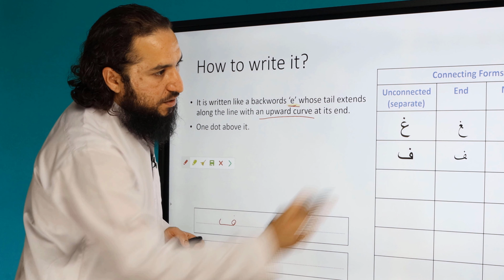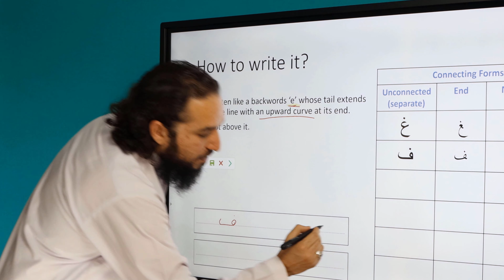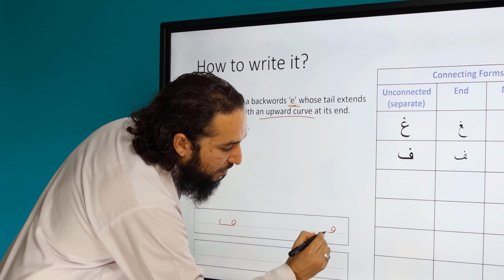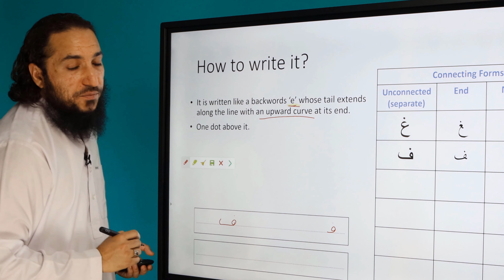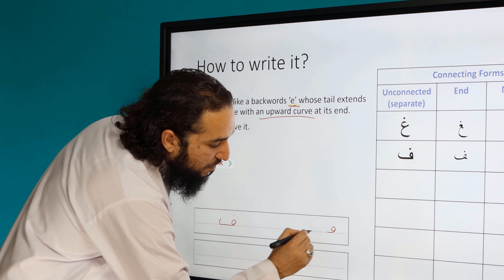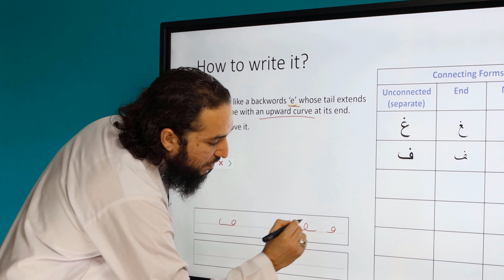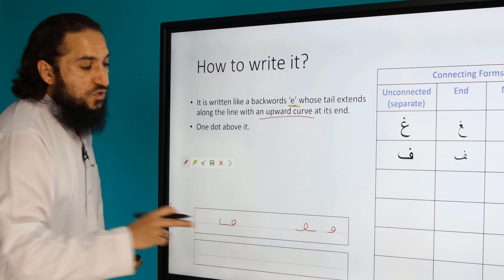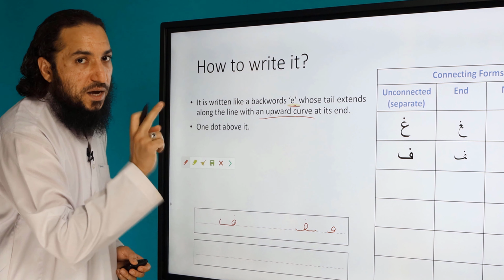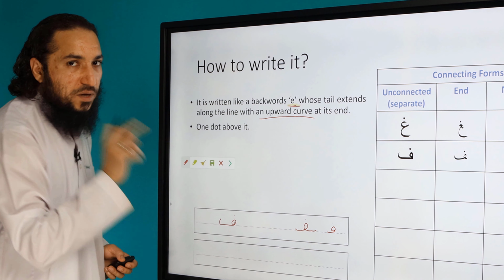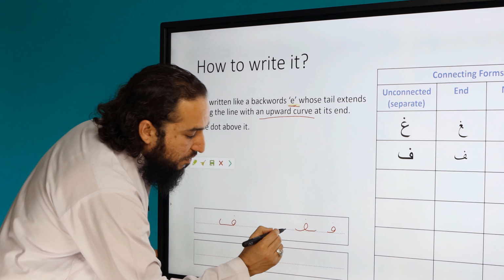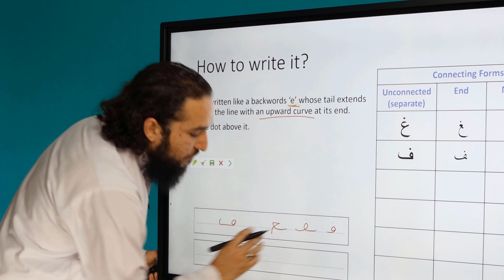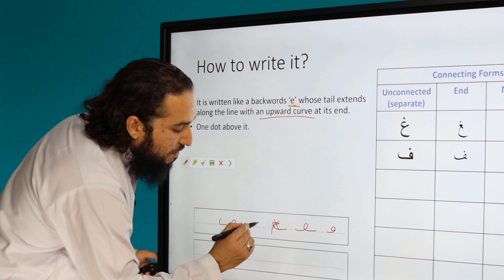If we write it in other forms, that would look like this. Okay, if it comes in the middle, you have to differentiate between this one and ghain. Okay, you have to remember that. I'll explain that now in a second. Sorry, that's ghain. This one.